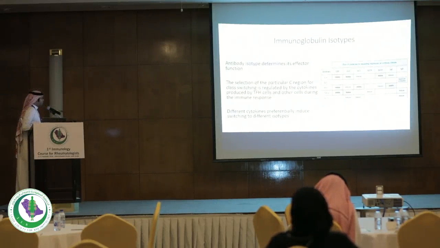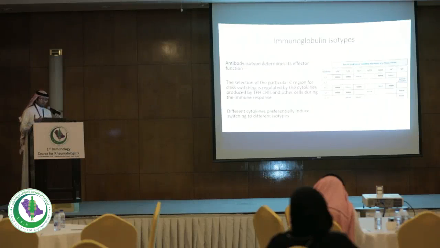There are 5 main isotypes of the immunoglobulins: M, A, G, E, D. These are the 5 types, and IgG actually has several subtypes: IgG1, IgG2, IgG3, and 4. The function of an antibody is mainly determined by the Fc part of it and by its isotype. So different immunoglobulins have different functions.